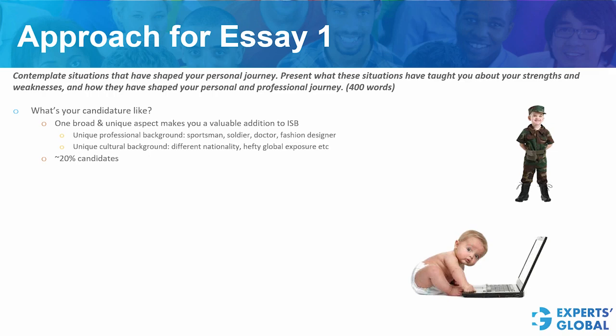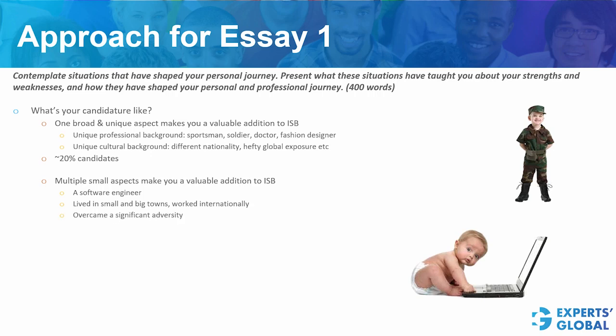For most candidates, multiple small aspects would together make you a valuable addition to the class. For example, if you are a software engineer, you would need to reflect a bouquet of situations that have shaped you. So, alongside being a software engineer, aspects such as having lived in small towns, big towns, and internationally, thereby understanding the sensibilities of a vast spectrum of people, is a rich aspect.